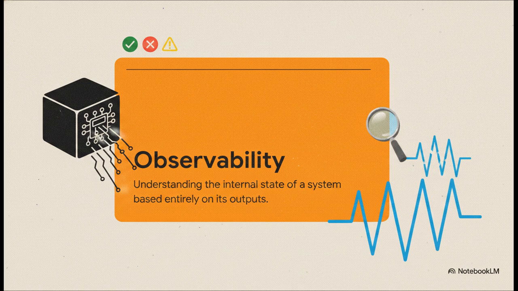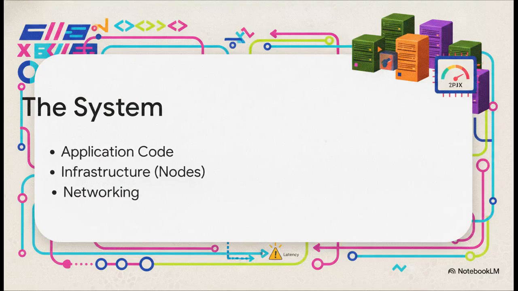Can you look at the raw data your system spits out and know immediately, without guessing, if things are working perfectly or if they are silently failing in the background? And notice that the definition specifically mentions the system. Because observability isn't just about your specific application code. No, it's the whole shebang.